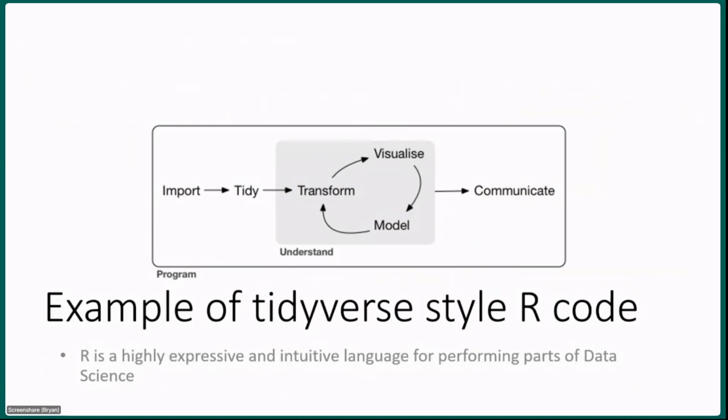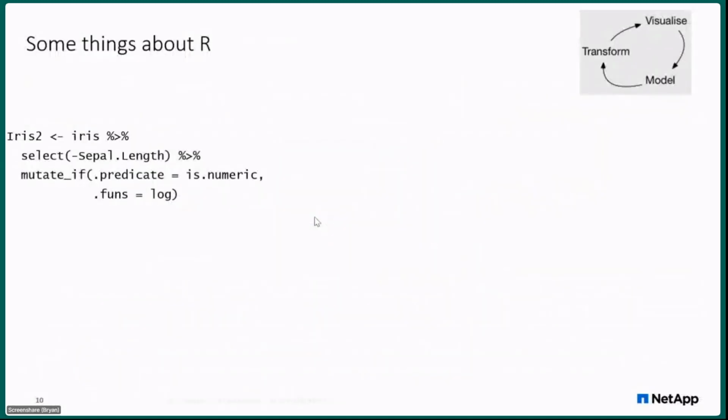So now I wanted to go through an example of this tidyverse style code. What I really like about this is that it makes all of these parts really consistent. They all have a consistent style with them. That's one of my favorite things about coding with R. So it gives us a highly expressive, intuitive language for doing all of these common steps for any kind of data analysis task.